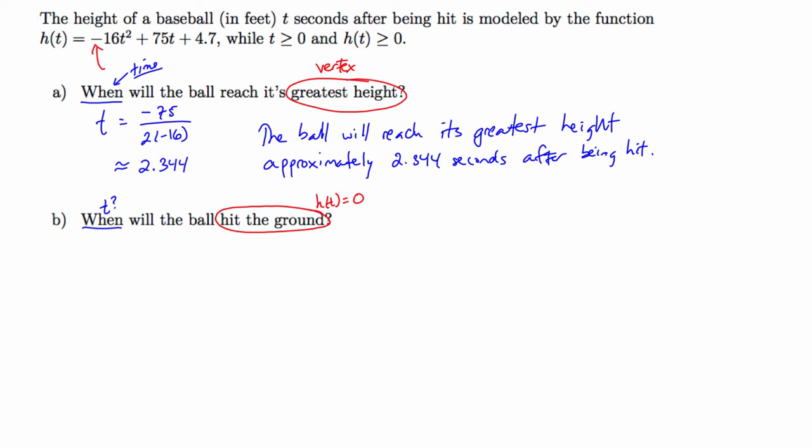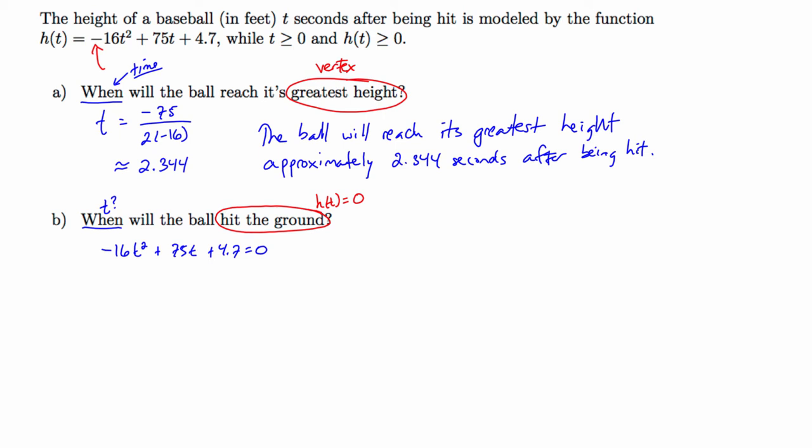More indirectly, we are being asked to find the horizontal intercepts. To do this, we'll set the function equal to 0. So we will set up the equation negative 16t squared plus 75t plus 4.7 equals 0. Since it has not been specified what method we should use to solve this equation, it is up to us to decide. In looking at the values I'm working with, specifically that 4.7, I will not use factoring. Also, because of the 75t term, I will not use the square root property. So the only method I have left available is the quadratic formula.